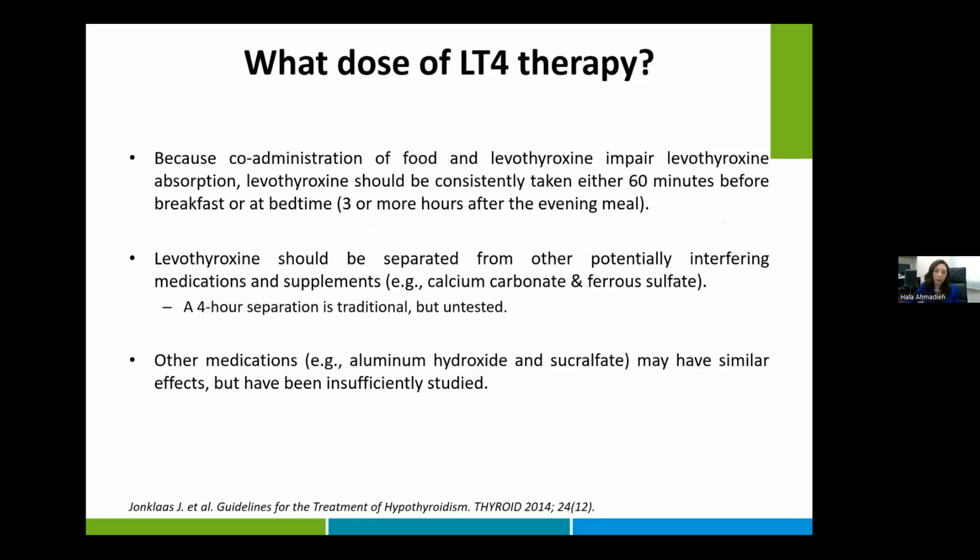It's important to note that the co-administration of food will affect the absorption of the levothyroxine. That's why we often advise patients to take the thyroid hormone 30 to 60 minutes before breakfast, and if they miss that, to take it at bedtime 3 hours after the last evening meal. And levothyroxine should preferably be separated from other medications that may interfere with its absorption, such as calcium carbonate and ferrous sulfate. And there are some other medications like aluminum hydroxide and sucralfate that may also have an effect on its absorption, but it was not sufficiently studied.